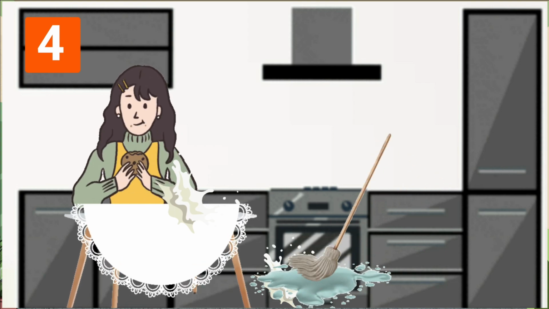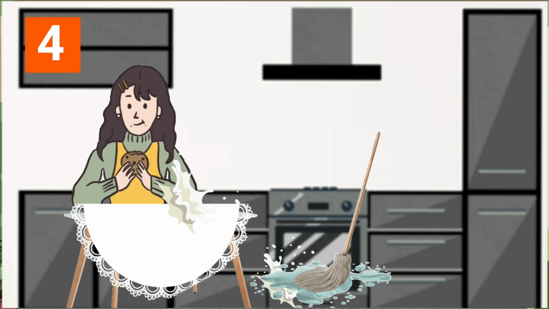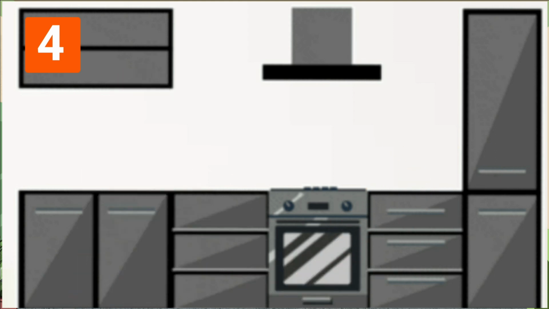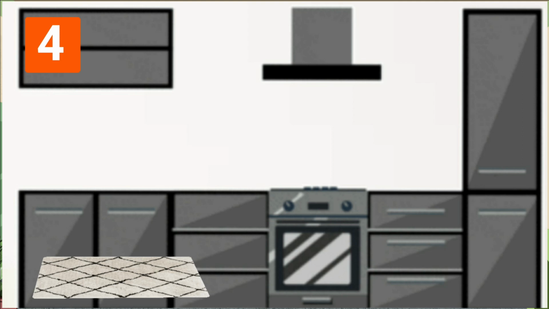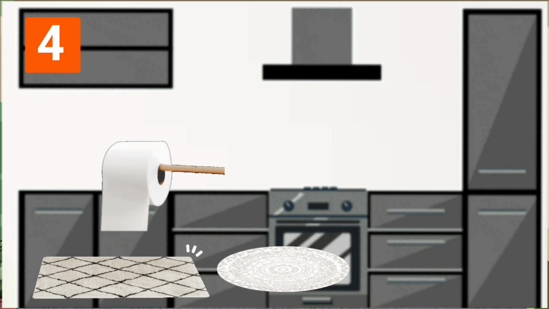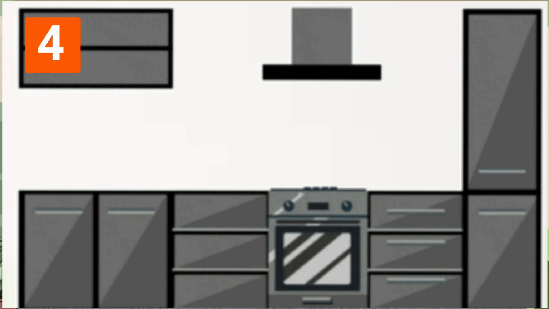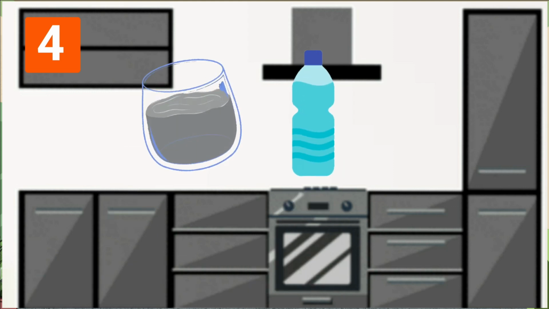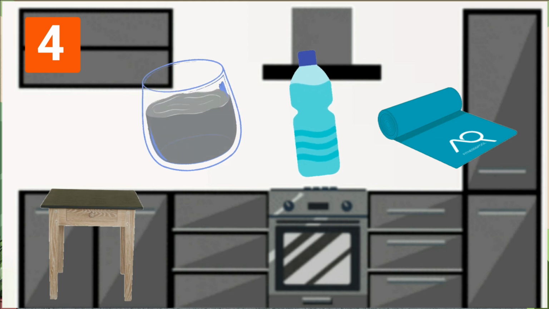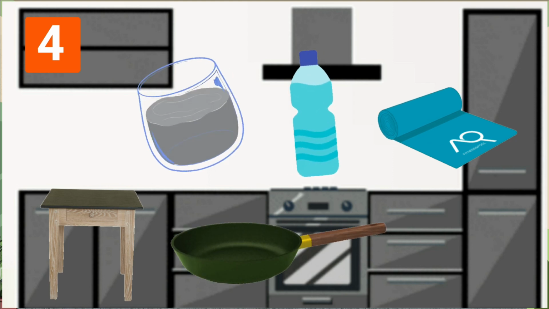Cloning noticed that the tablecloth and mop absorbed water, but the floor did not. She also looked around the kitchen and noticed that the rug made of cloth, the carpet, the tissue paper, and the sponge can absorb water. But the drinking glass, the plastic bottle, the rubber mat, the wooden table, and the cooking pan cannot.